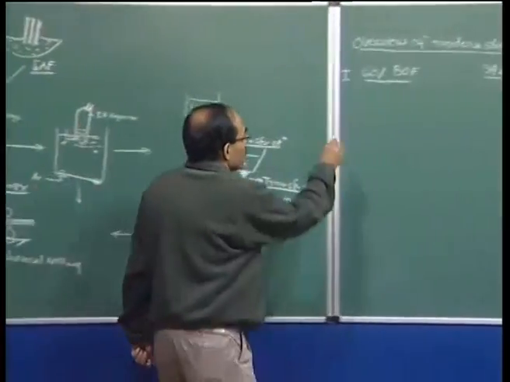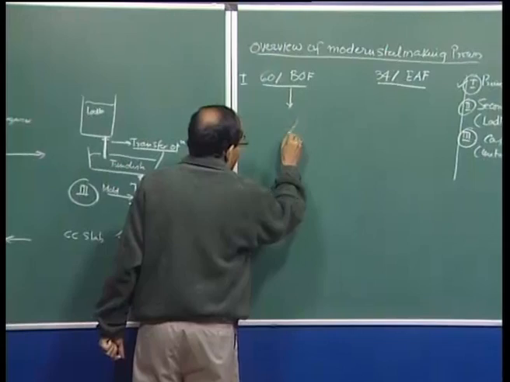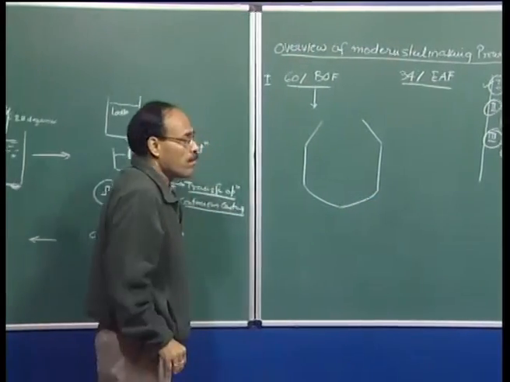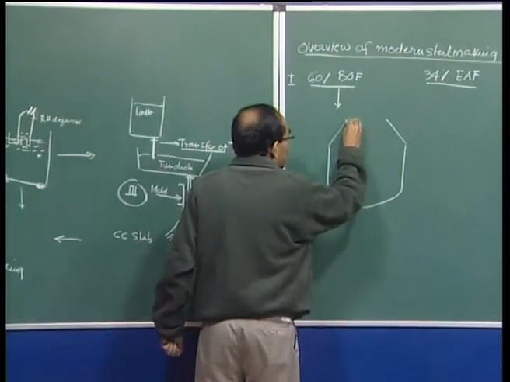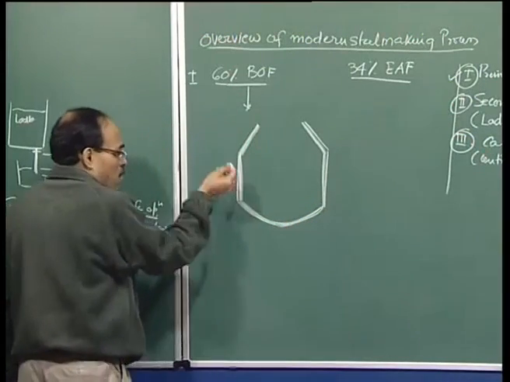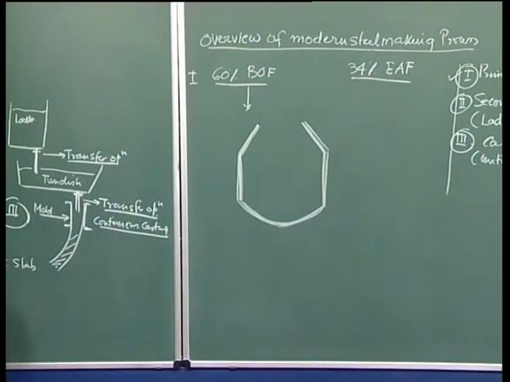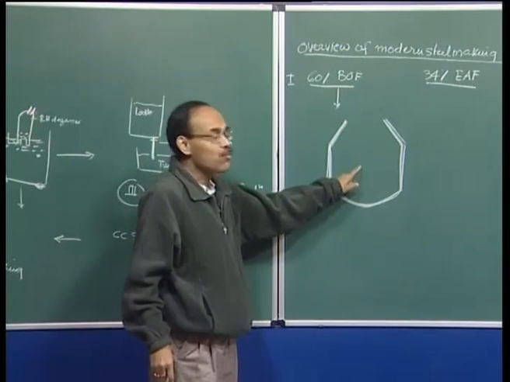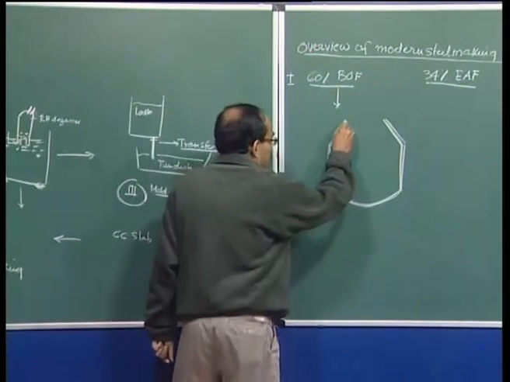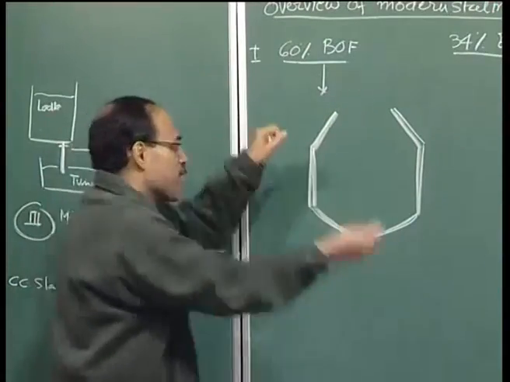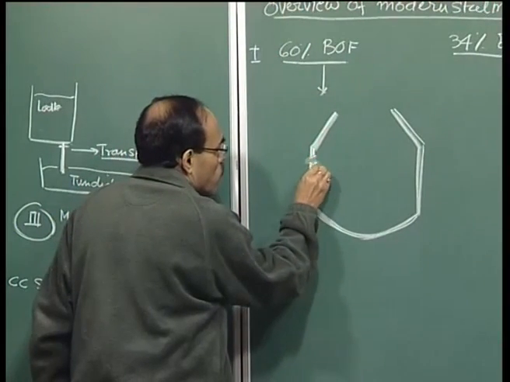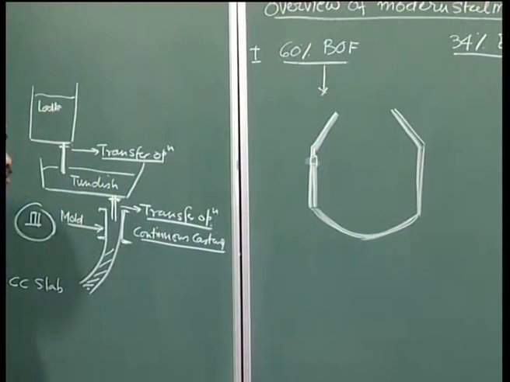So, what constitutes feed to the BOF? This is a pear shaped vessel. It is refractory lined, and as I mentioned to you, the refractory has to be basic because the slag that is going to form here is going to be basic. We want to remove both phosphorus and silicon in the process. So, therefore, the lining is basic. This is a steel shell. The vessel can be rotated like this. While we want to tap it, there is a tap hole somewhere located here. We will do the details of this construction later on also.